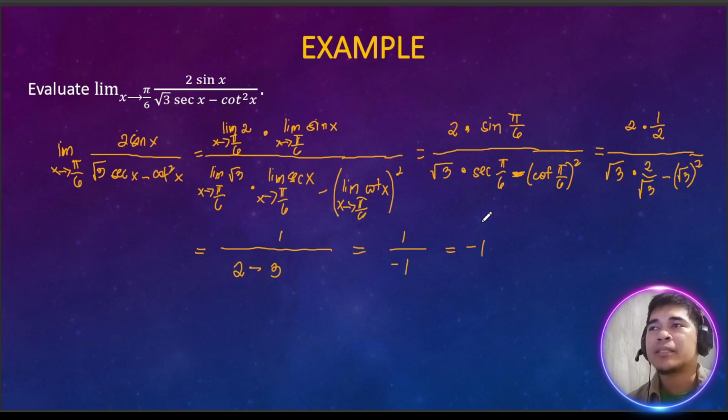So that is the limit of 2 sine x all over square root of 3, second x minus the square of cotangent x as x approaches pi over 6. The answer is negative 1. Okay? Sa kung balikon, importante nga makabalo ka sa theorem, the limit theorems, plus kabalo ta sa value sa sine pi over 6. Familiarize the table, then dapat kabalo ta unsaon pag-solve. We are going to manipulate, we are going to give the correct evaluations or simplification of given numbers.